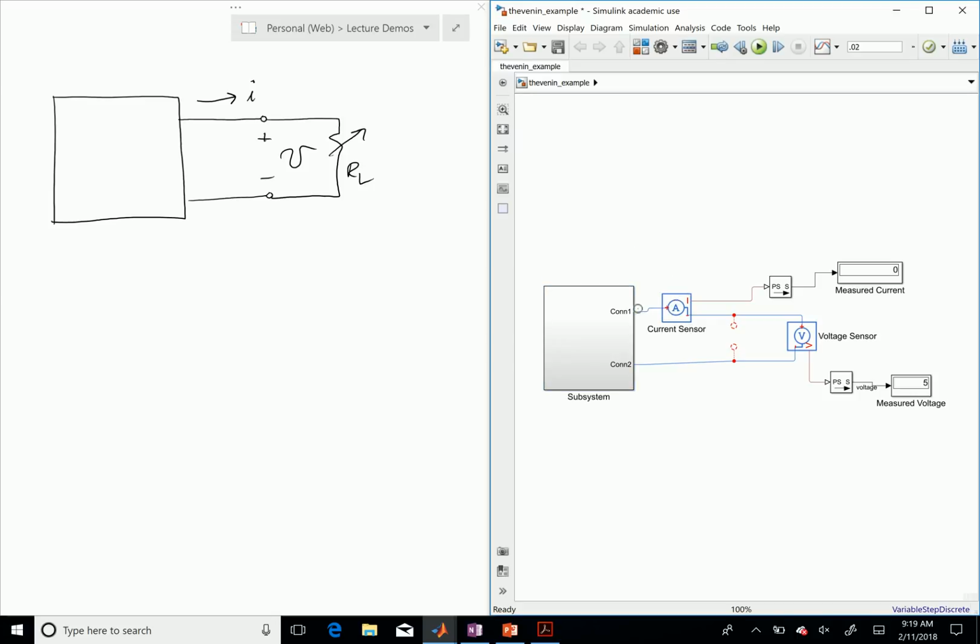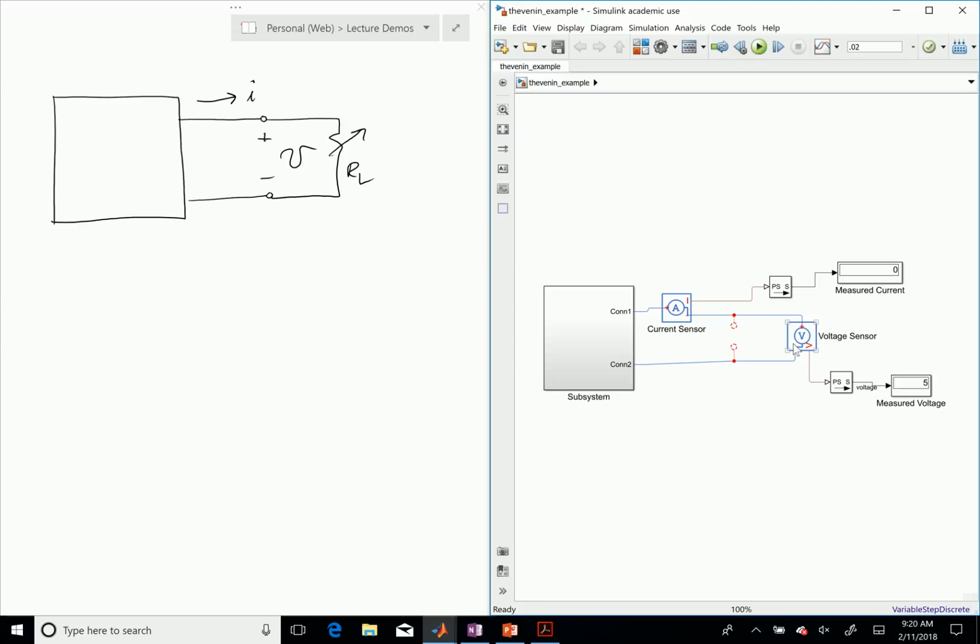What I've done is I've hooked up a current sensor. The current sensor measures the current coming out. I can put a load right here. And then right here is a voltage sensor that I've placed across where the load resistor will go to tell us what the output voltage is going to be.